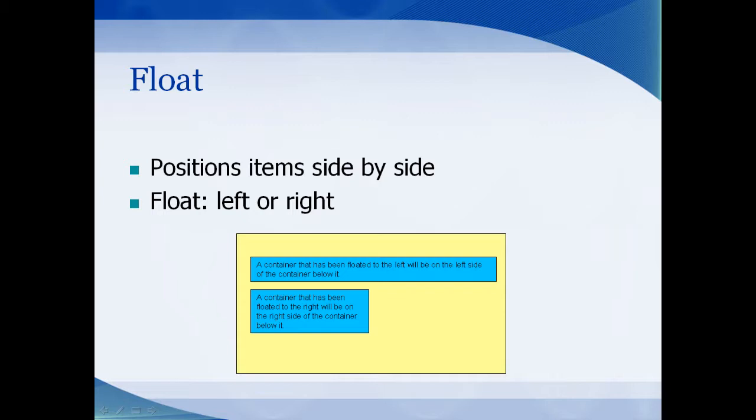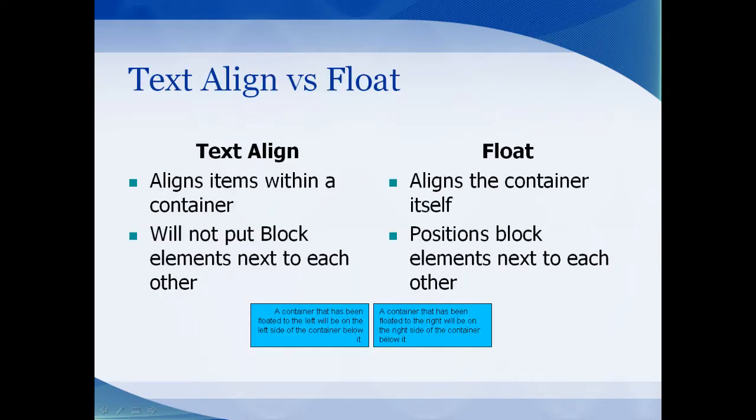Now float works with the size of the container. If no size is specified, then the contents span the entire width of the page and the containers don't appear to float. It's only when that width property is set that they'll float side by side. Now don't confuse the text align property with the float property. They kind of do different things. Text align only aligns text within the container. It's not going to put two block elements side by side. And float will position the container itself, not anything inside the container. So in this example, the container on the left has a float left, but a text align of right.